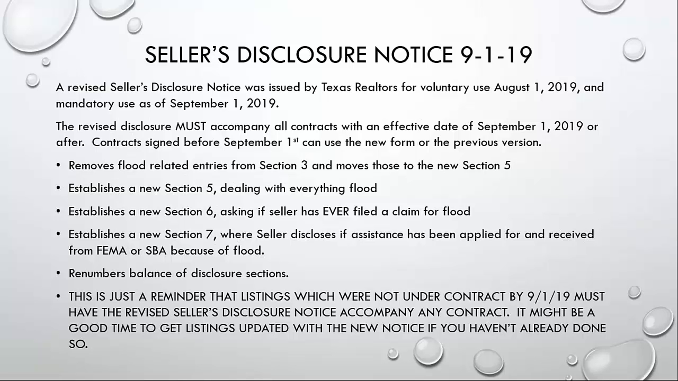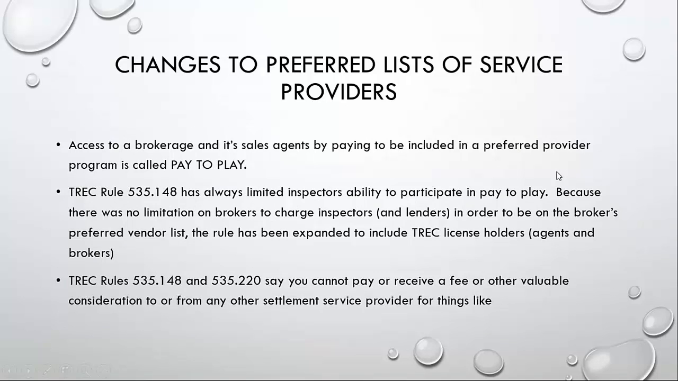And then I have down here, just a reminder that listings which were not under contract by September 1st must have the revised seller's disclosure notice accompany any contract that goes into title. It might be a good time to get those listings updated with the new notice if you haven't already done so. Just a thought. So hopefully the new seller's disclosure is alive and well in your forms library, and that you are up to date with it and you can explain it to your buyers, sellers.